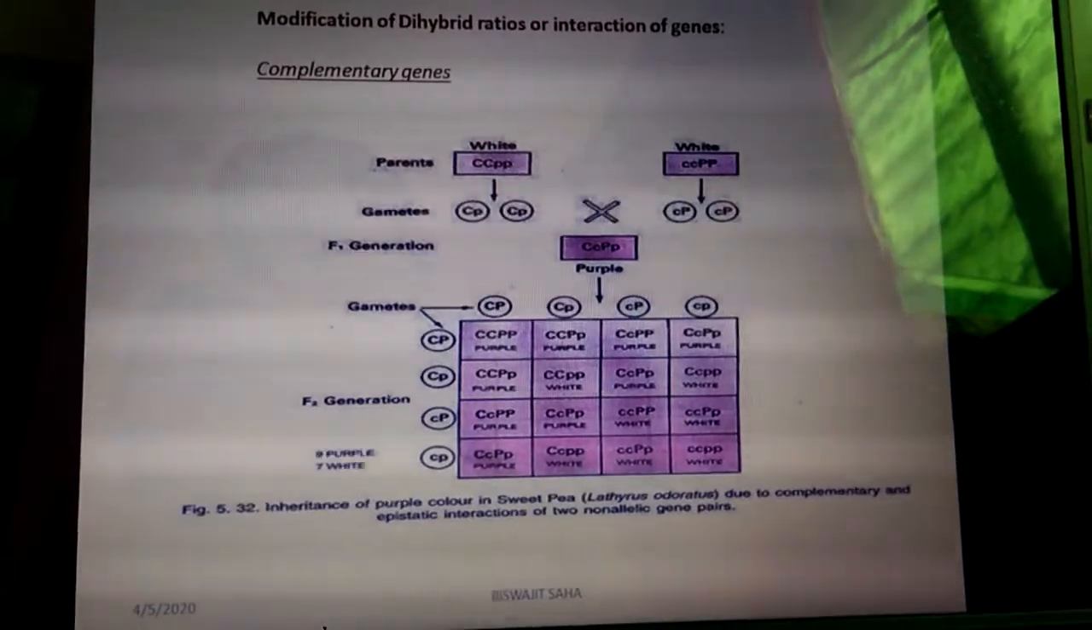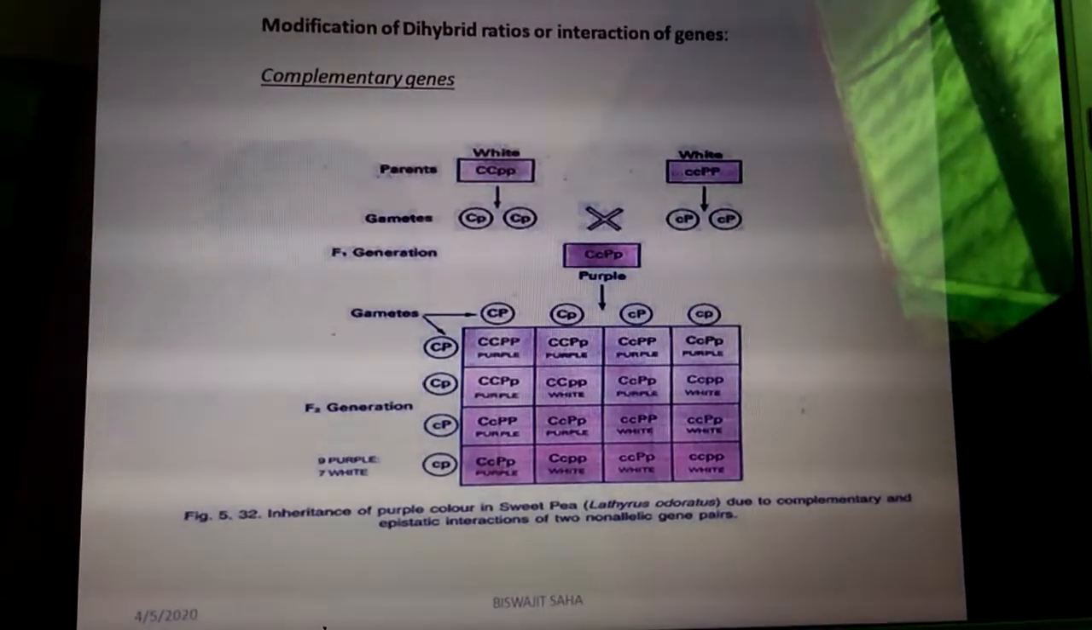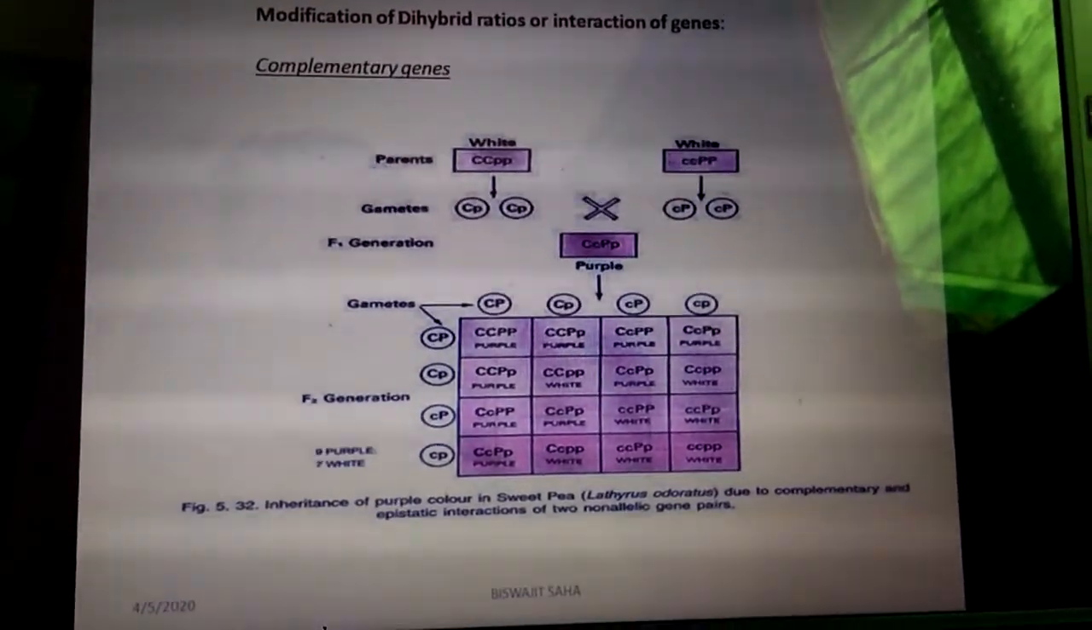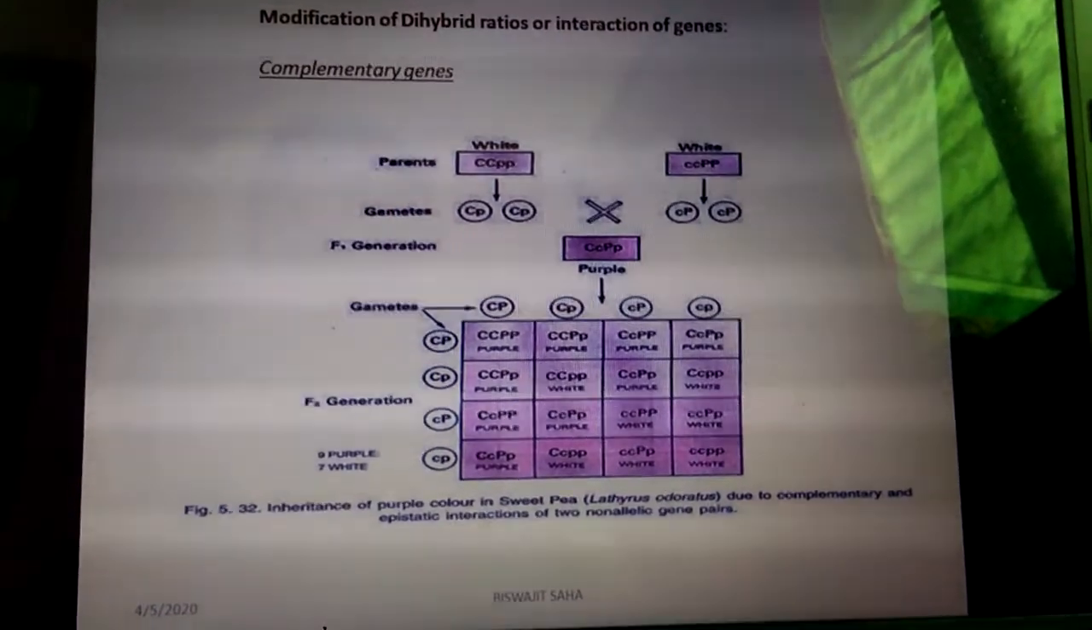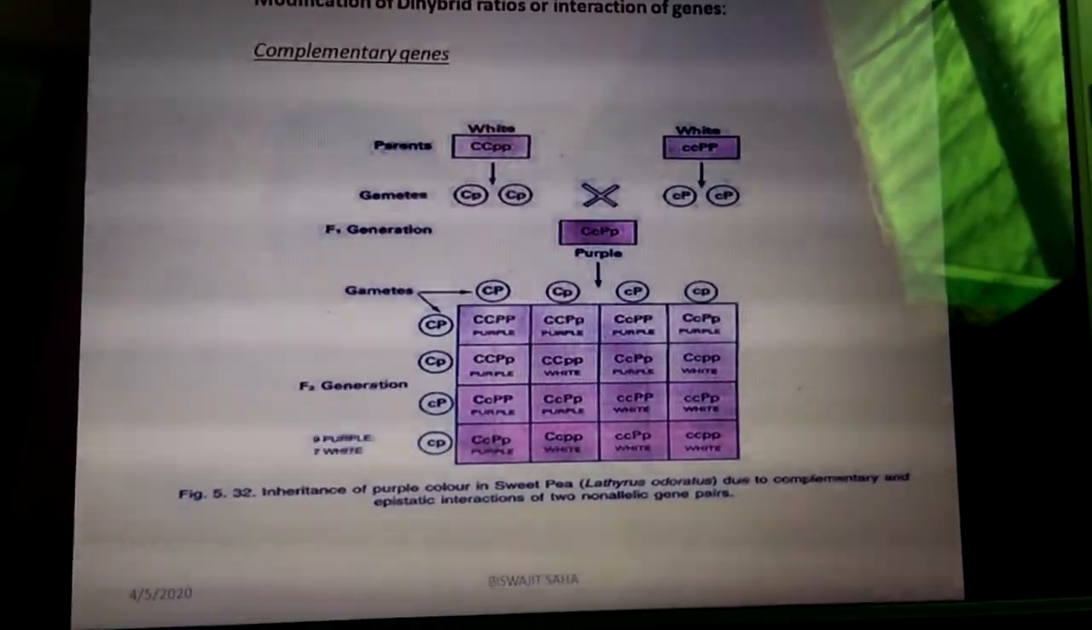7 had either the gene for color or the gene for the enzyme, but not together, so they will all be white flowers. So the ratio is 9:7. Hope you understand.